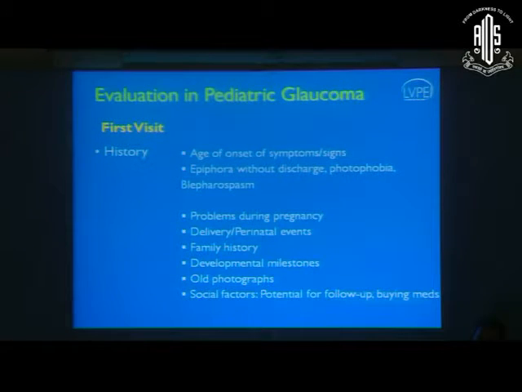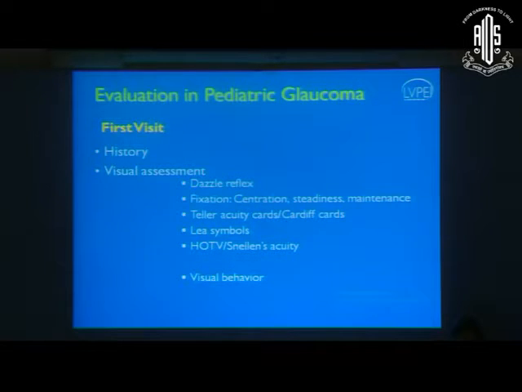In the first visit, we try to elicit a very good history, like the age of onset of the symptoms or signs, and then we have just discussed the symptoms like epiphora without discharge, photophobia, and blepharospasm. Any problems during pregnancy like congenital rubella, delivery, and perinatal events like forceps delivery, family history, and also history of consanguinity, because congenital glaucoma is known to be more common in consanguineous marriages, and developmental milestones, old photographs, and social factors for older children.